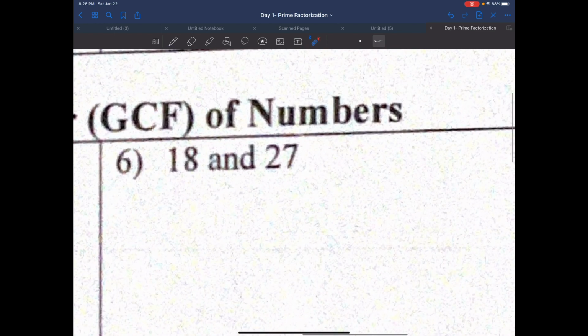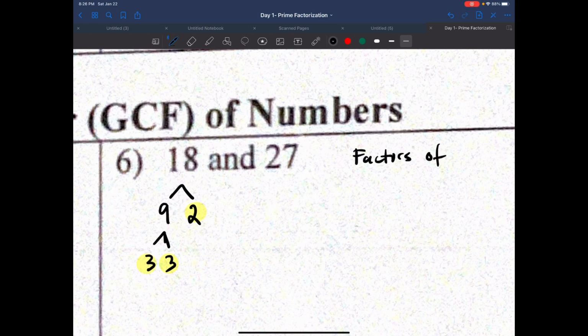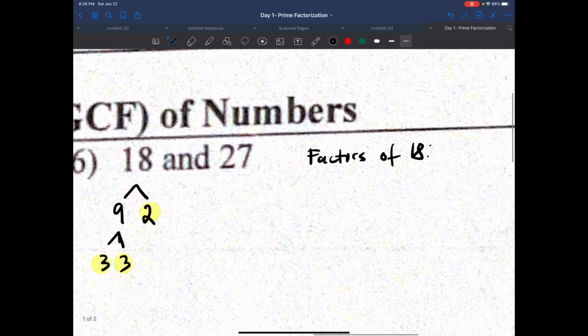Number 6. I'm going to do the same procedure here. So 18, I know that I can write that as 9 times 2. And then I'm going to break down this 9. That's going to give me 3 times 3. And then these are my factors. So let's write factors of 18, which are 3, 3, and 2.